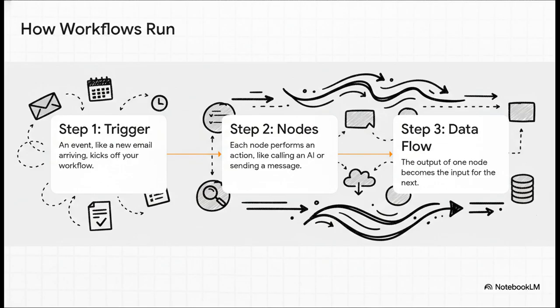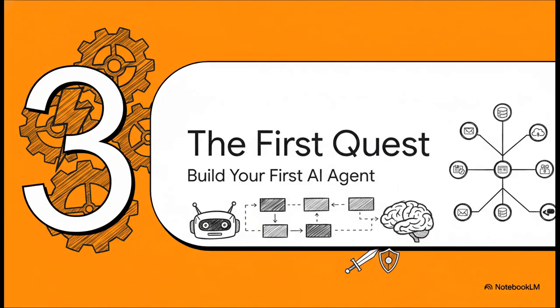Then you have the nodes. These are the workers. They do the actual jobs. Each node is one specific action, like analyze this text or send a Slack message. And finally, this is the magic part: the data flow. The information from one node just flows right into the next one, becoming its input. It creates this perfect, automated chain reaction. Super logical, right? All right, that's enough theory. Let's get our hands dirty and actually put this into practice.